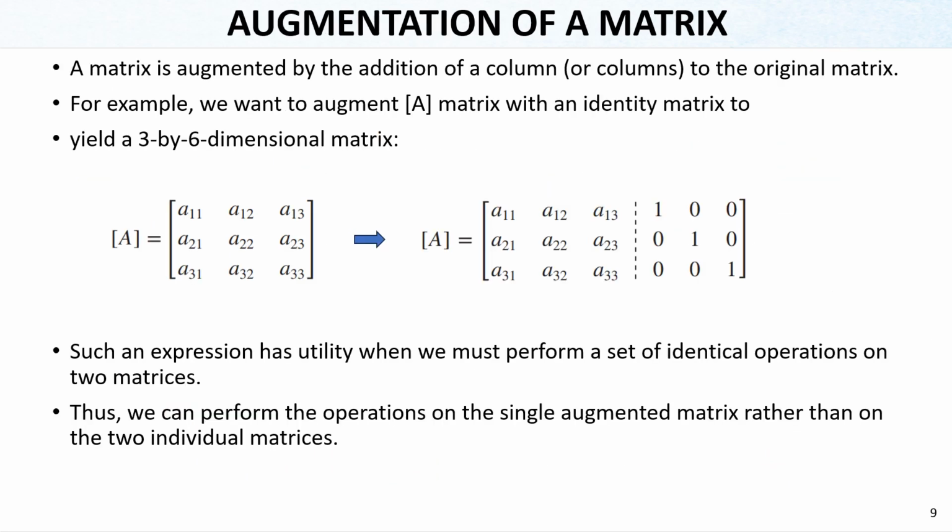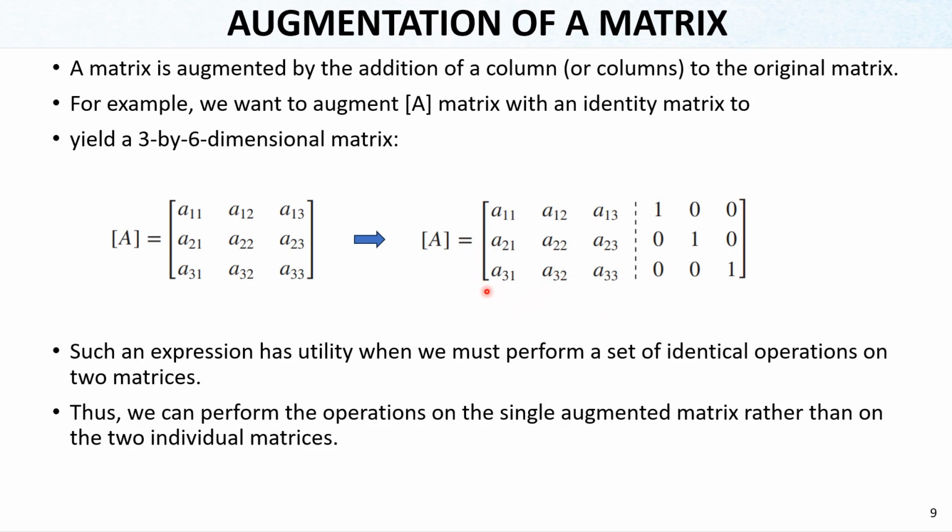Another feature of a matrix is augmentation. We basically augment a matrix by the addition of a column or columns to the original matrix. So we have this original matrix, we add columns and we augment it. So here from 3 by 3 we augmented it to 3 by 6. Such an expression has a utility when we must perform a set of identical operations on two matrices. We can just simply write them together and have the same operations. This is useful especially for 3 by 3.